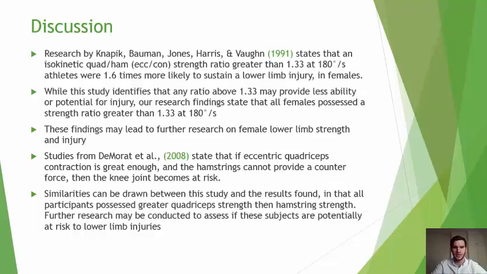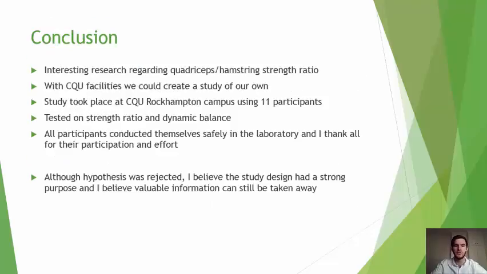These findings may lead to further research on female lower limb strength and injury. Further studies in 2008 state that if eccentric quadriceps contraction is great enough, the hamstring cannot provide a counterforce, then the knee joint becomes at risk. Similarities can be drawn between this study and the results found, in that all participants possess much greater quadriceps strength than hamstring strength. Further research may be conducted to assess if these subjects are potentially at risk of lower limb injury.